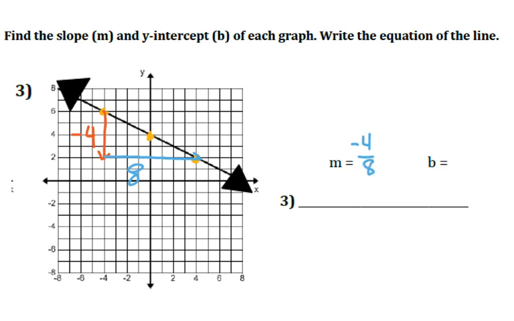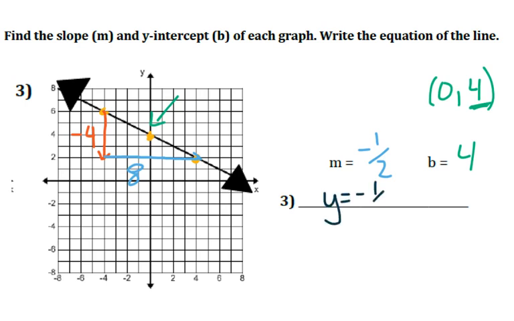But we don't want it just like that. We want to simplify. These are both divisible by 4. So we can rewrite this as negative 1/2. Okay, so then our y-intercept, well, that's this point here where it crosses the y-axis. That point is, again, 0, 4, and the b is just the second value, the y value of that point, so it was 4. Writing our equation, y equals negative 1/2 x plus 4.